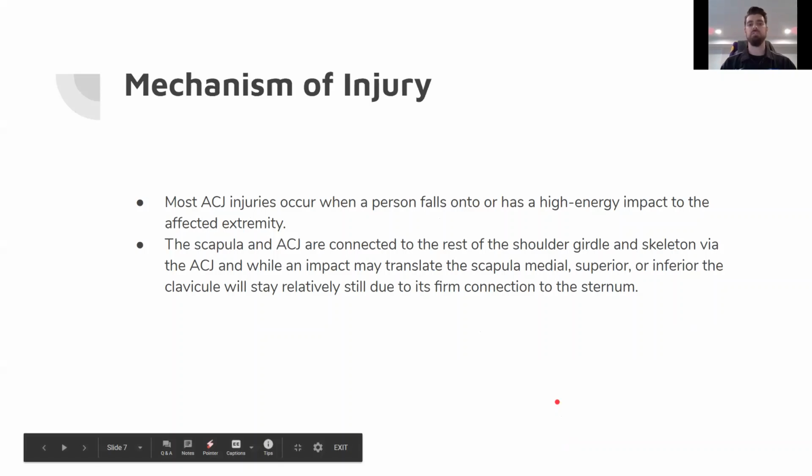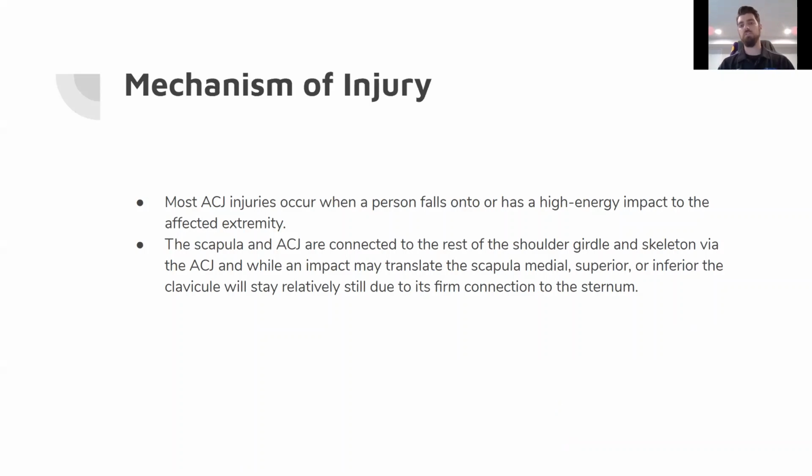So the mechanism of injury. Most AC joint injuries occur when a person falls onto or has a high energy impact to the affected extremity. The scapula and the AC joint are connected to the rest of the body, the shoulder girdle and skeleton, via the AC joint. And while impacted, the scapula may translate medially, superiorly, inferiorly, and the clavicle will stay relatively still due to its firm connection to the sternum.